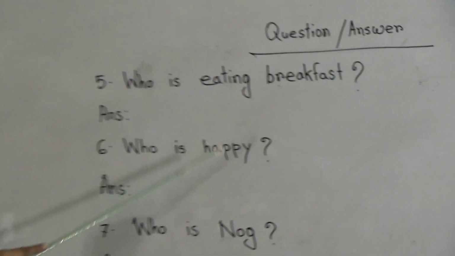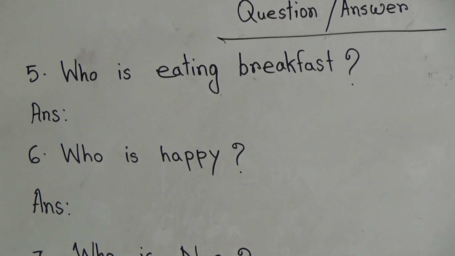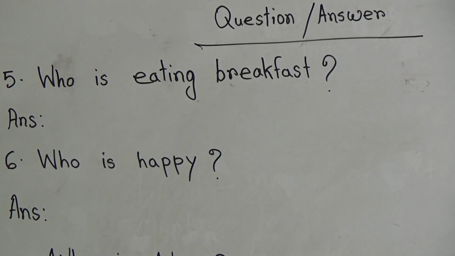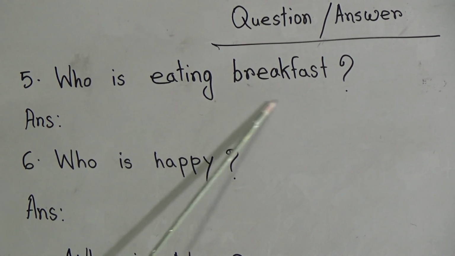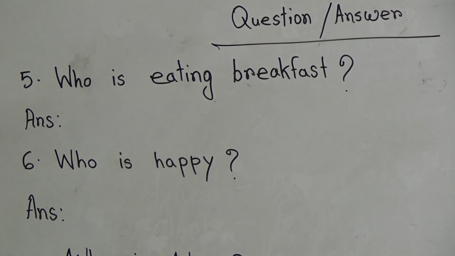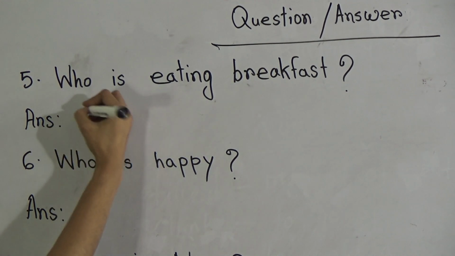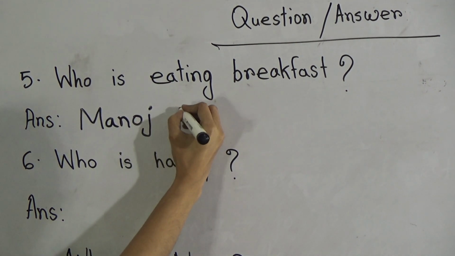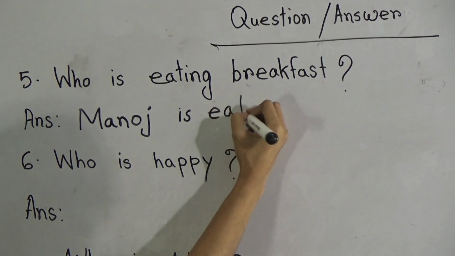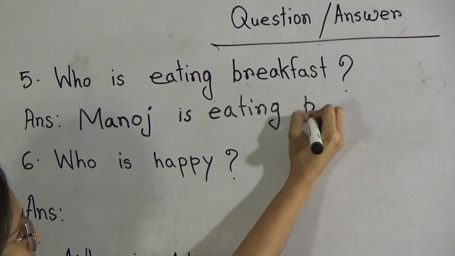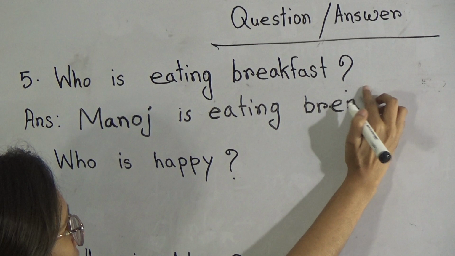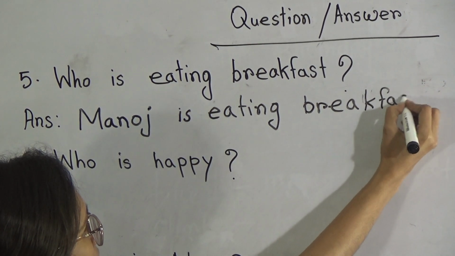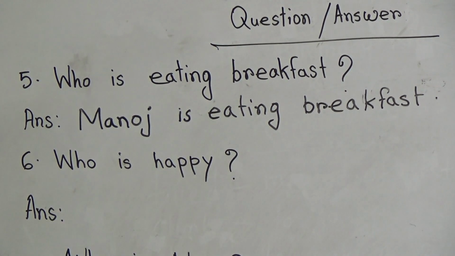Look, I have written the questions here. Our topic is question answer. We are going to write the answers. So let's see question number 5. Who is eating breakfast? So what is the answer, dear students? Manoj is eating breakfast. So dear students, see, Manoj is eating breakfast. Who is eating breakfast? Manoj is eating breakfast.